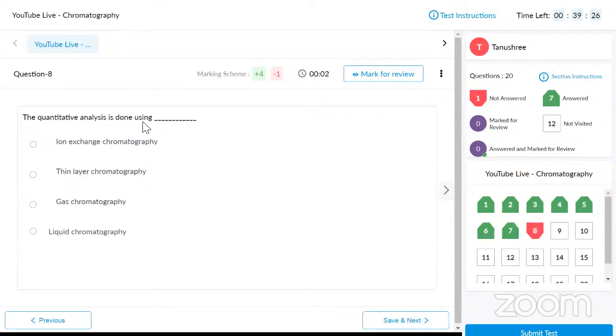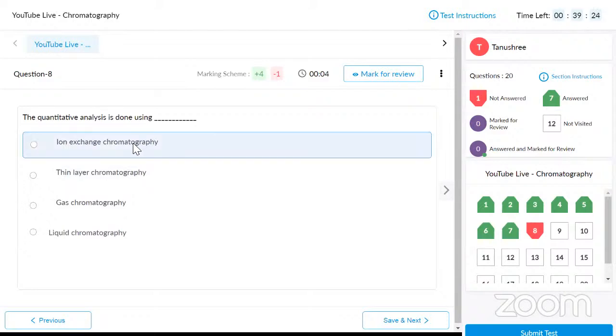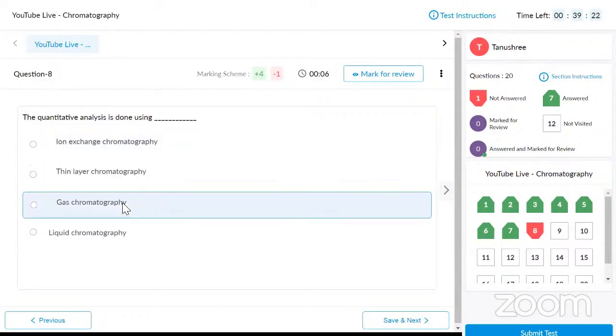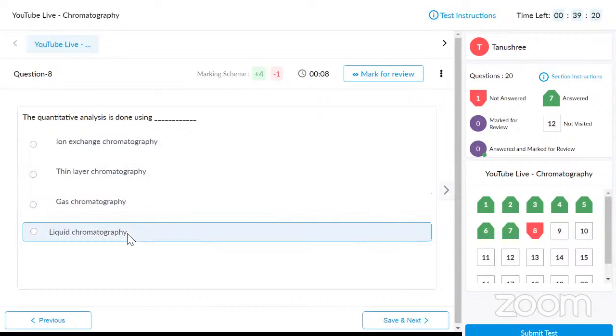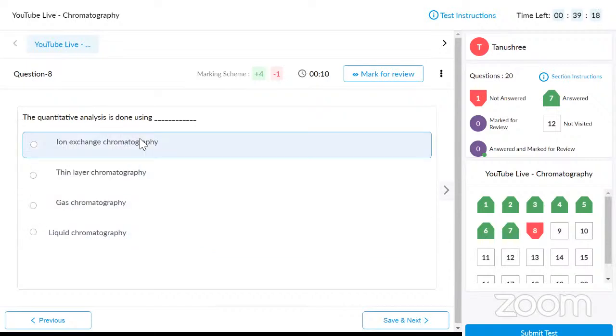The quantitative analysis is done using ion exchange chromatography, thin layer chromatography, gas chromatography, or liquid chromatography. So, what happens in ion exchange chromatography? We are going to analyze our sample based on the ion exchanging mechanism. So how much ions are being exchanged, or how much of it is being bonded or exchanged with the phase, it is a very qualitative kind of analysis.